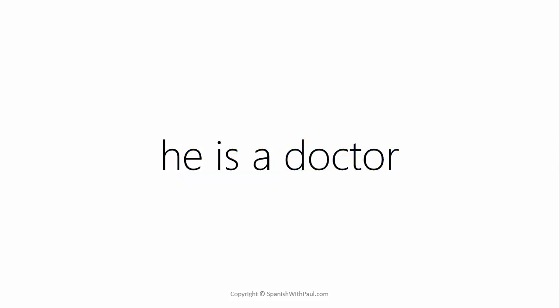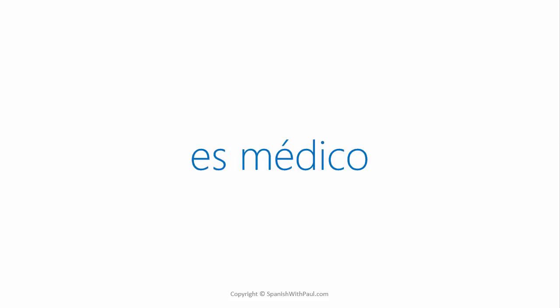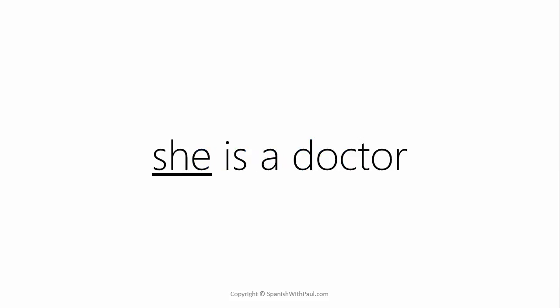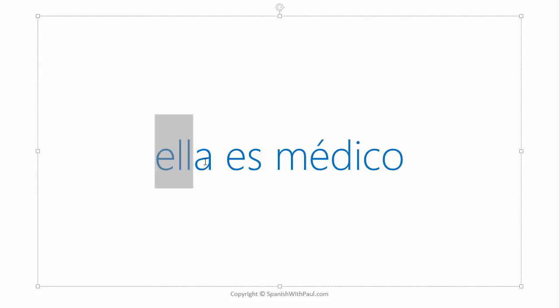However, if they were saying he is a doctor, they would then say not es doctor. That would sound very strange to them. They would instead say es médico. Again, if we wanted to say she is a doctor, and it wasn't already obvious in the course of the conversation, so we want to explicitly say she is a doctor, see if you can remember how to do that. Ella es médico. So the important thing here is that I used ella to make it absolutely crystal clear that I'm saying she is a doctor, and I didn't use doctor. Ella es médico.